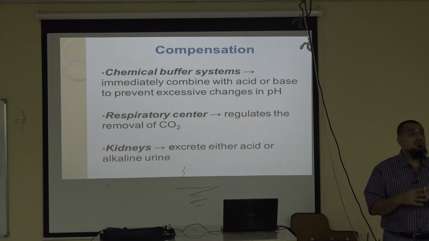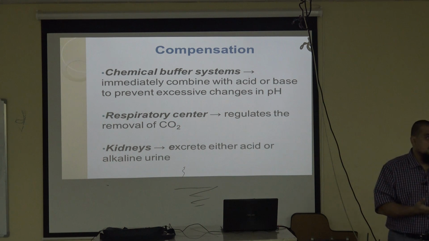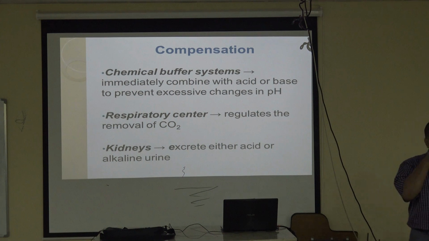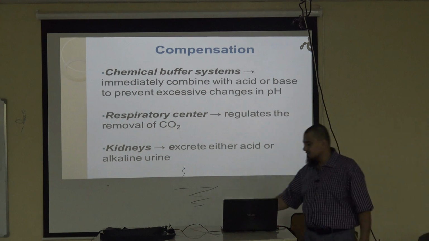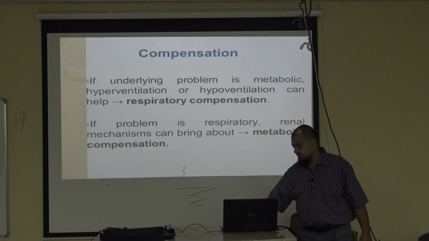Clear? What is the buffering mechanism of the kidneys? Whenever acidosis happens, the kidney will excrete more hydrogen and reabsorb more bicarbonate. And whenever alkalosis happens, the kidney will excrete less hydrogen and excrete more bicarbonate. Clear? So these are the compensatory mechanisms we just discussed very briefly.